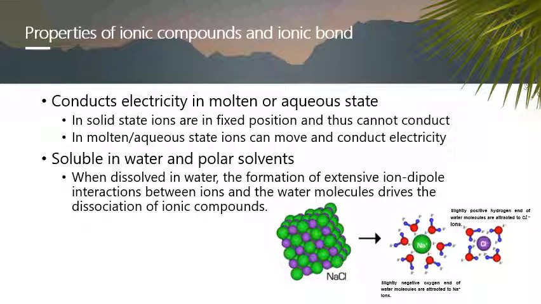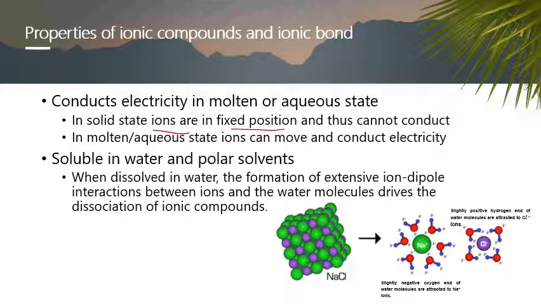Ionic compounds conduct electricity in a molten or aqueous state. Molten means it's melted. Aqueous means we dissolve in water. In the solid state, the ions, although present, are in fixed positions and therefore cannot conduct electricity. But when they are molten or in aqueous state, they can move around freely, therefore they can conduct electricity.